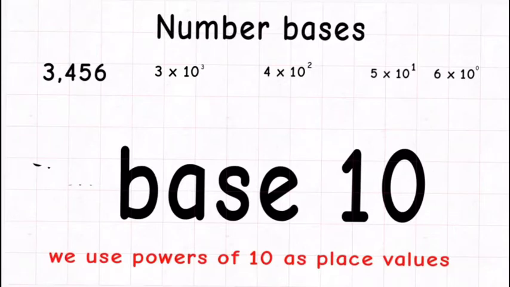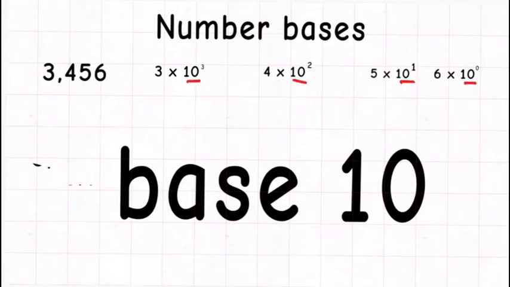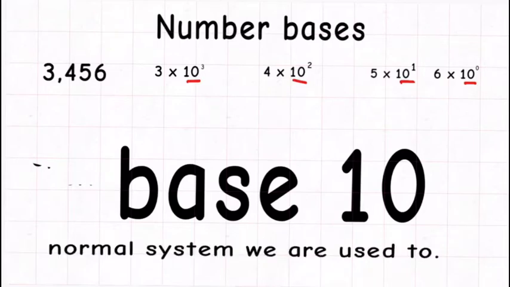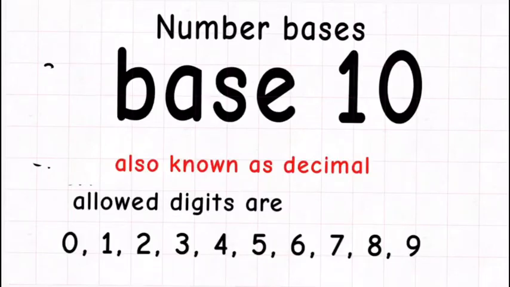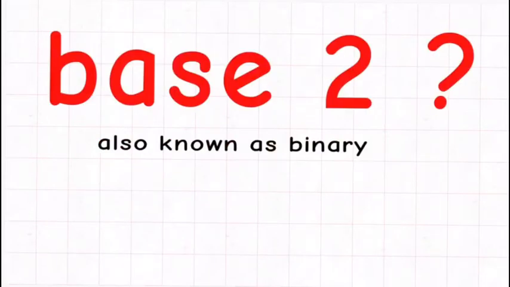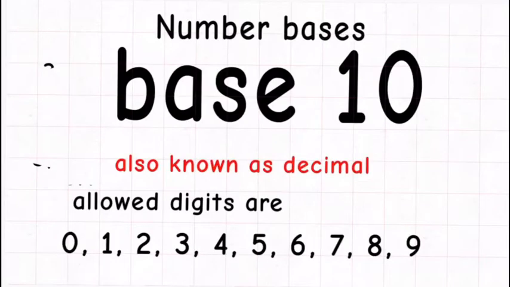Now that is not the only number base that we have. In base 10, we used the powers of 10 as a place value, but we have other base systems as well. Base 2, also known as binary.